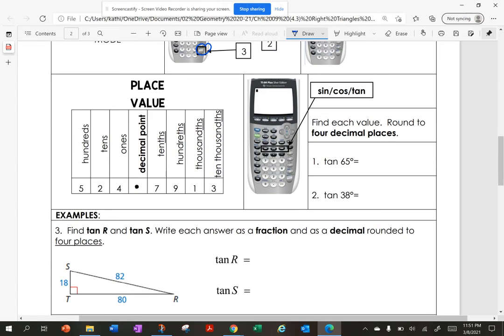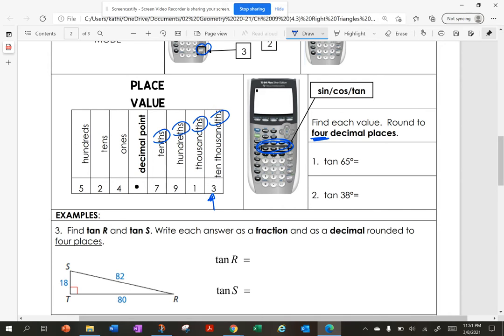Okay, so just a review of place value. We are going to round to 10 thousandths. We're rounding 4 decimal places. And anything to the right of the decimal ends in a THS. Okay, on our calculator, we're going to be using sine, cosine, and tangent, and they're located here on the calculator. And I said we're going to round 4 decimal places.